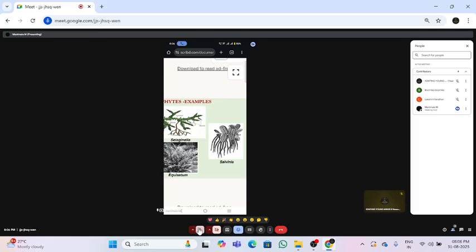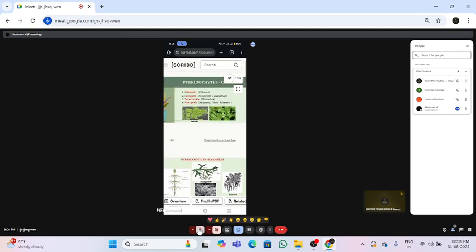The biflagellated male gamete is present in Selaginella and Lycopodium. Make a note. Selaginella and Lycopodium have biflagellated anthrozoites. But Dryopteris and Equisetum have multiciliated anthrozoites. Any doubt about Antheridium? Next, I'll move to the Archegonium. Is it clear? Okay.